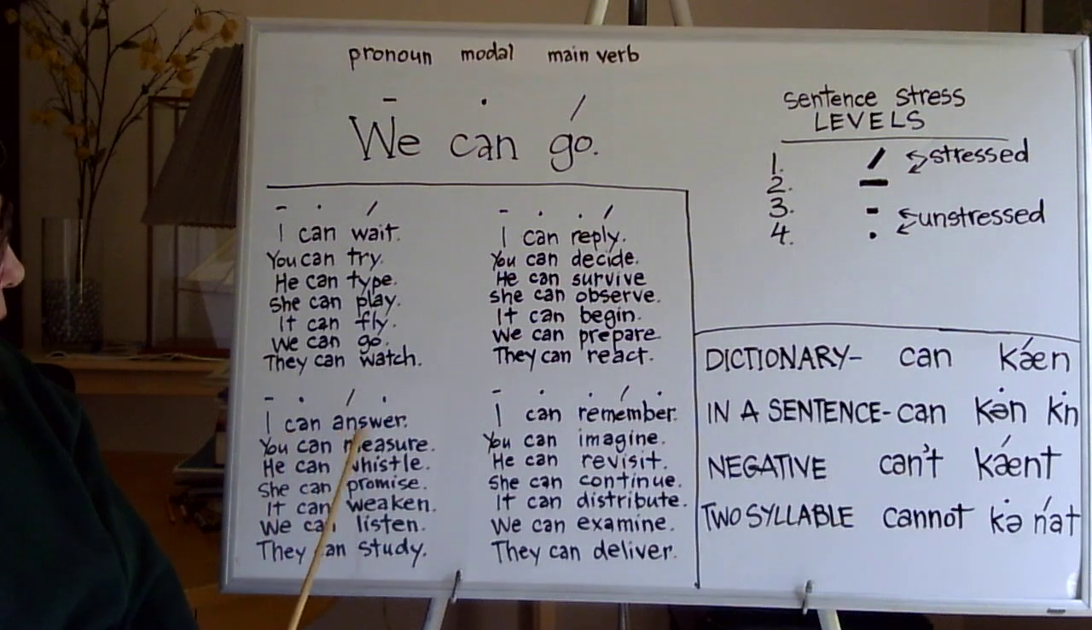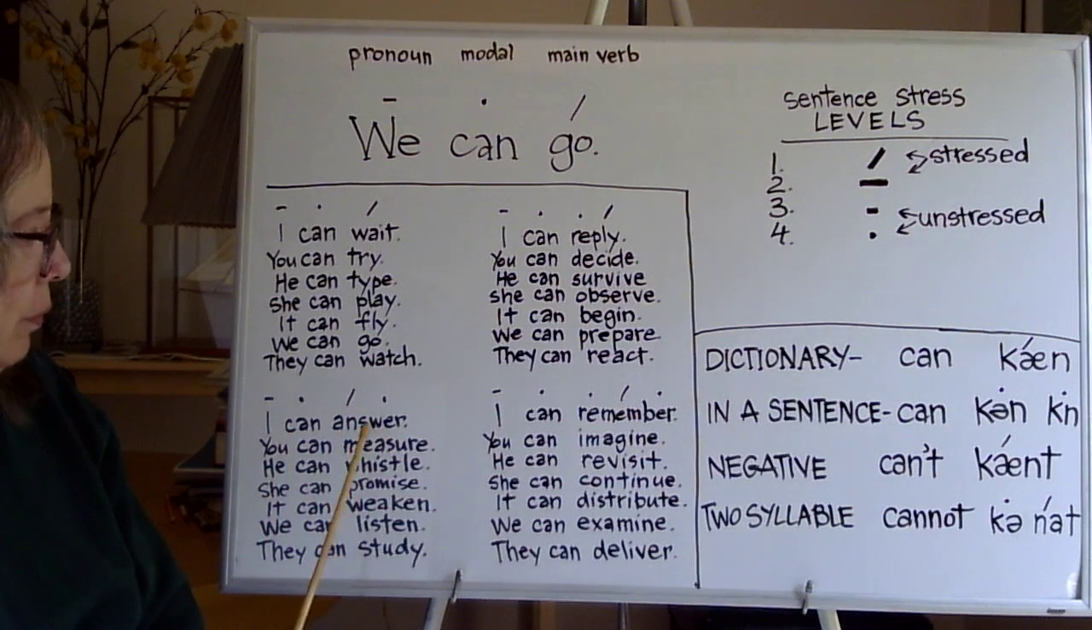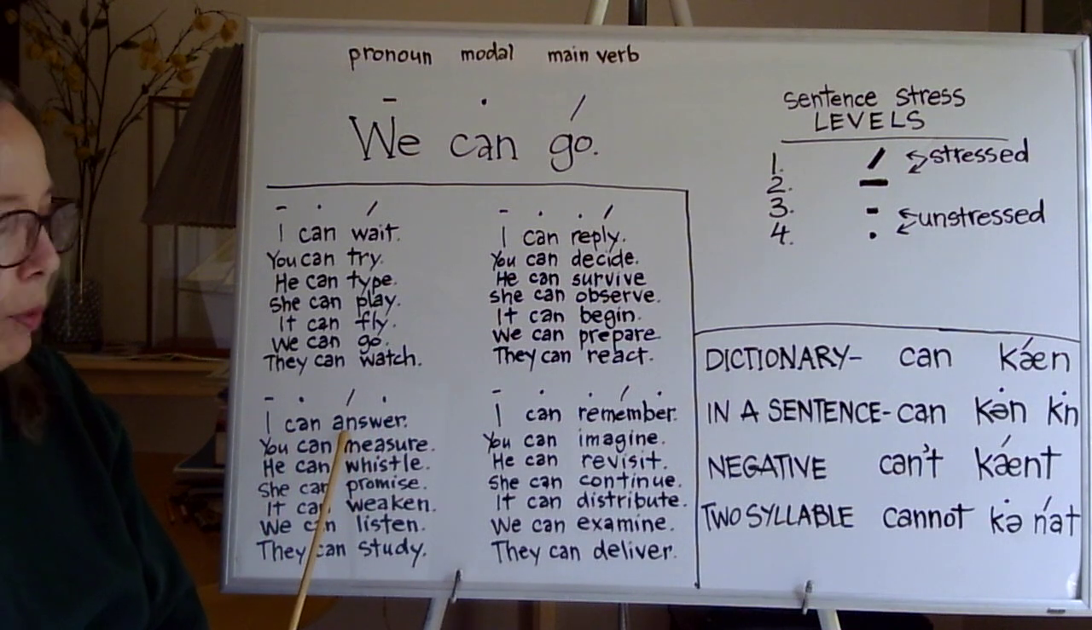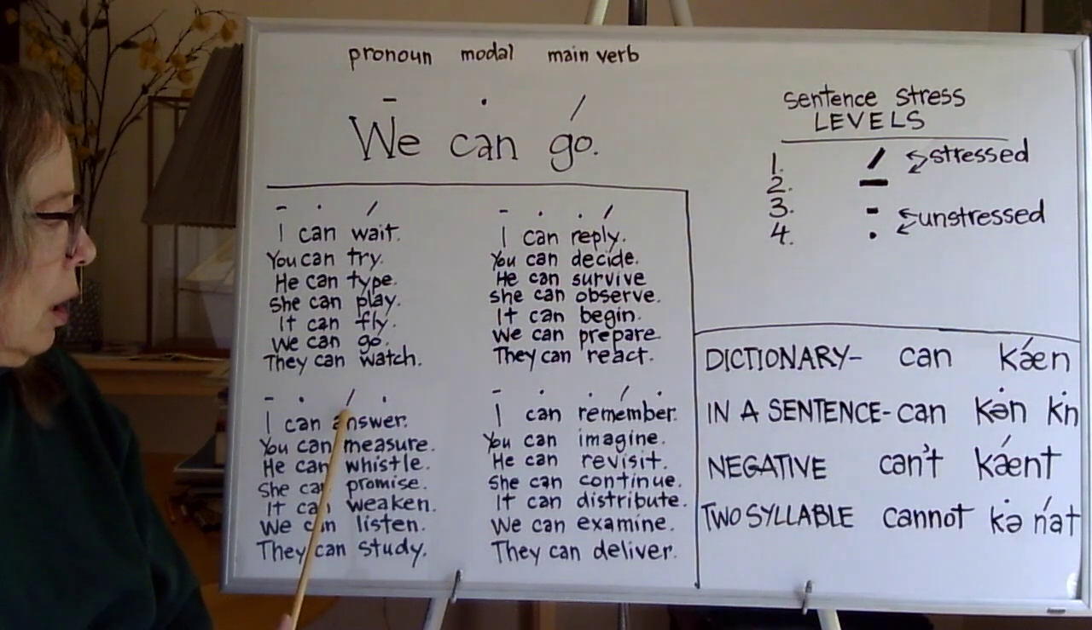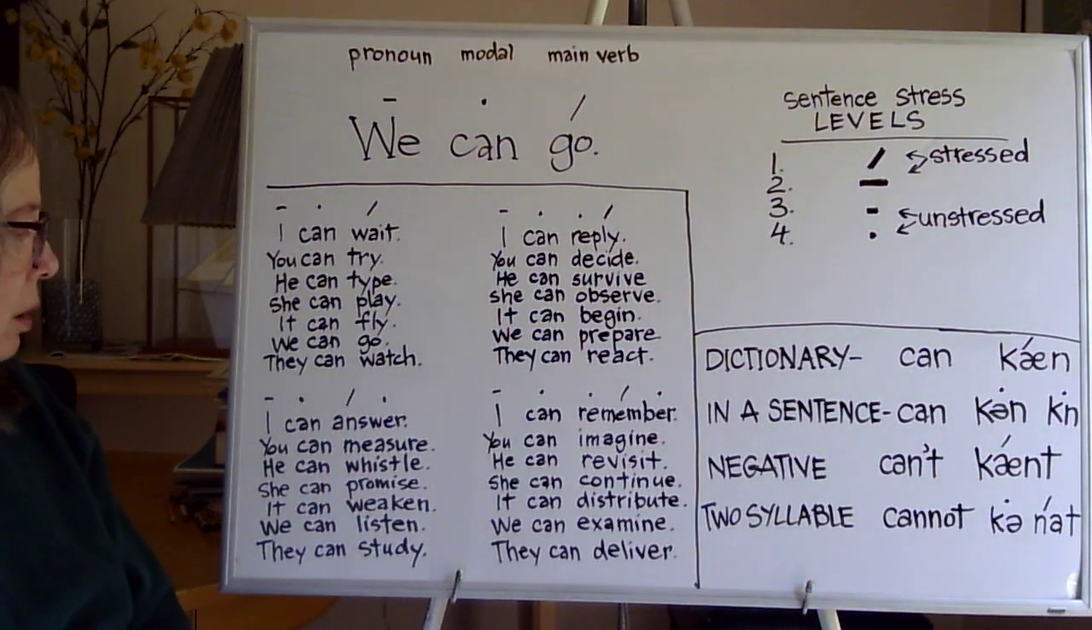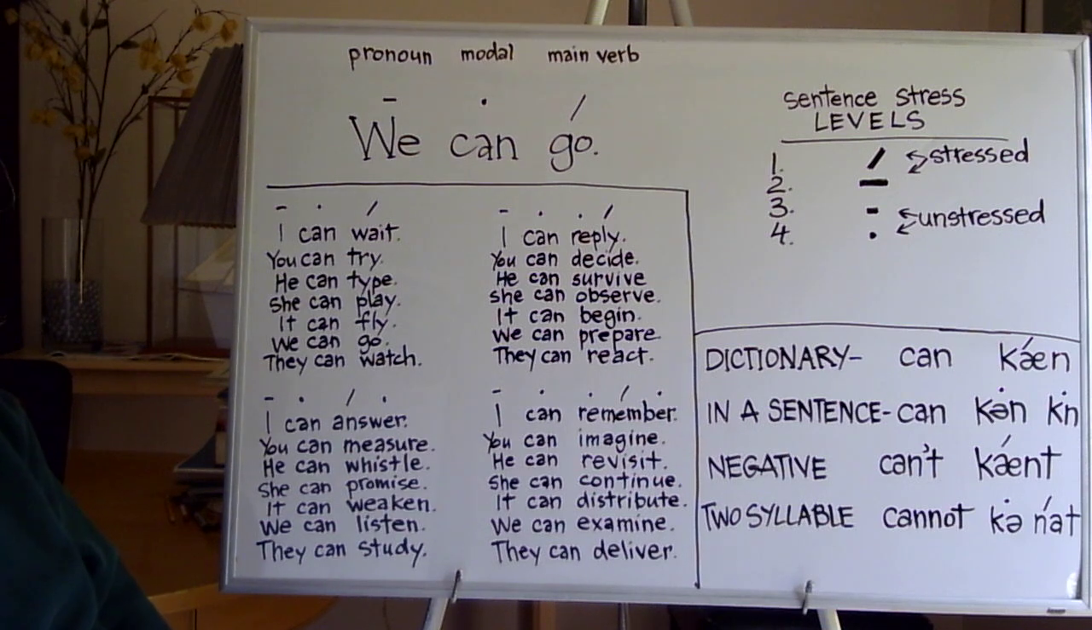Here we have two syllables. The first syllable is the primary syllable. So this is going to get the strongest stress. I can answer. You can measure. He can whistle. She can promise. It can weaken. We can listen. They can study.